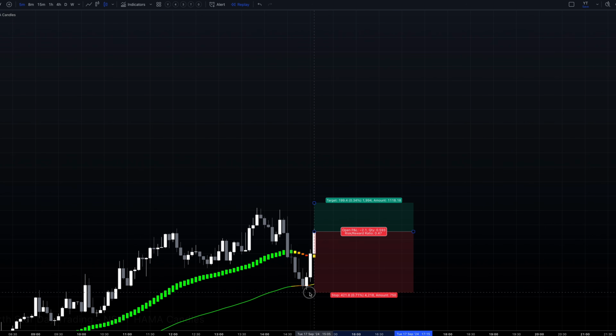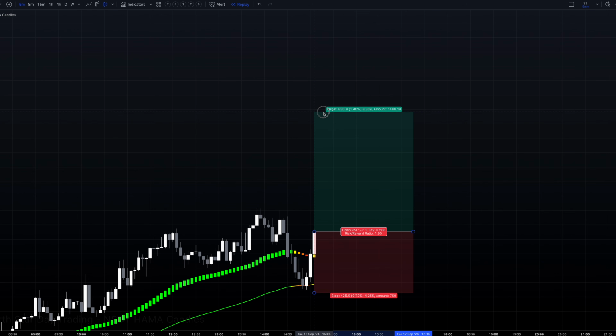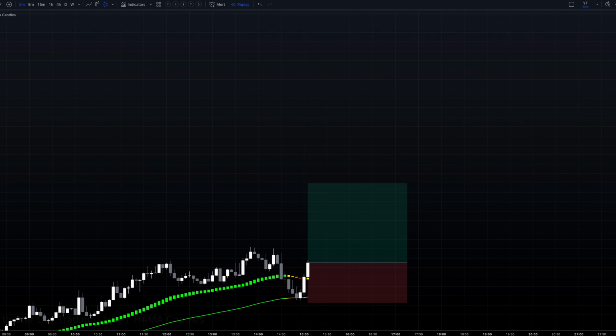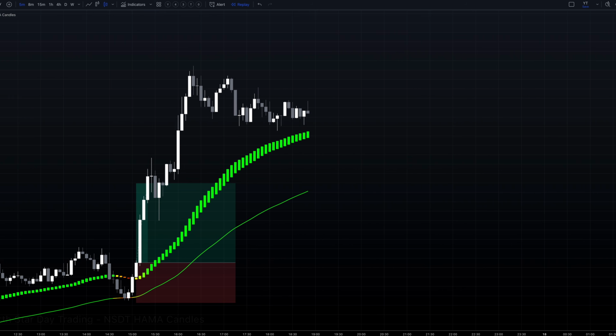Exit the trade when a price candle closes below the HAMA, or use your preferred fixed risk-reward method. Consider scaling out of the trade if you notice the HAMA candles getting smaller.